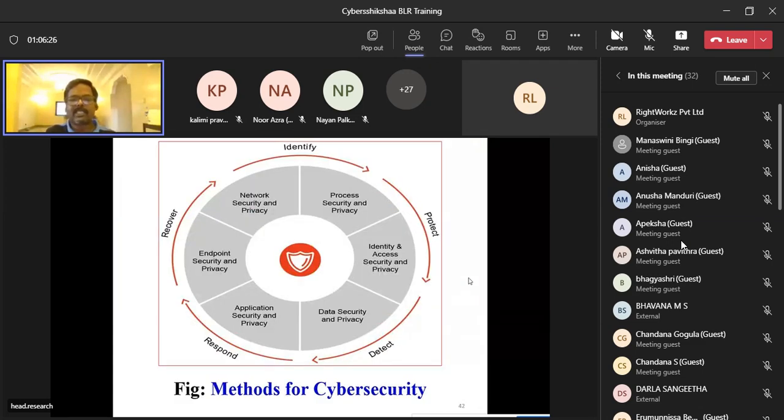And the methods for cyber security we are using: identify the threats, protect against the threats, detect the threats, respond to the threats, recover from the threats. In the case of network security and privacy, process security and privacy, identity and access security and privacy, data security and privacy, application security and privacy, and endpoint security and privacy. These are the methods for cyber security.